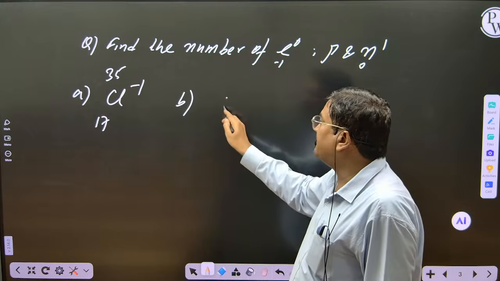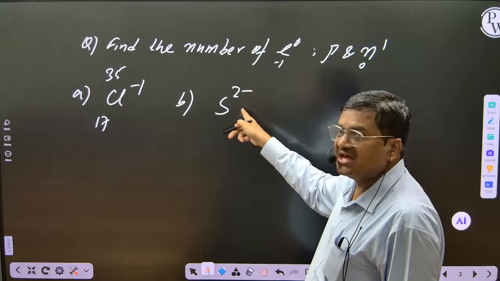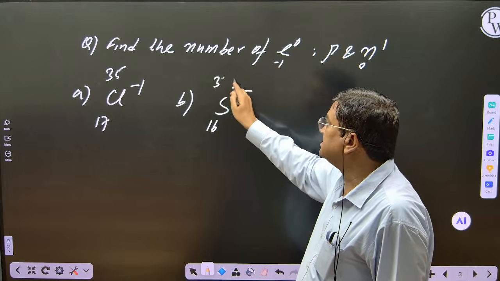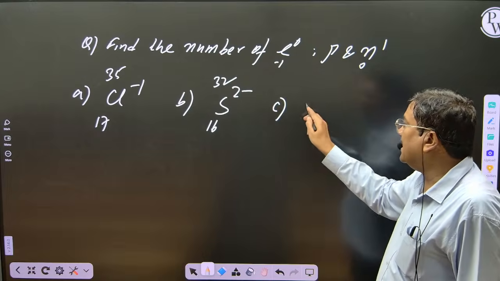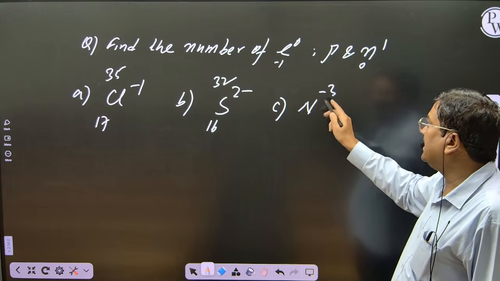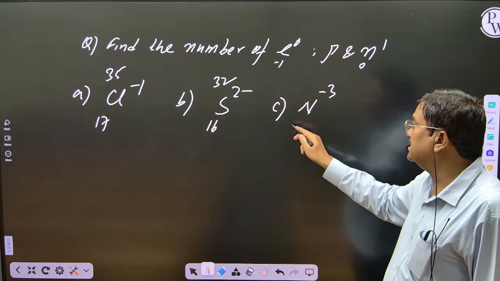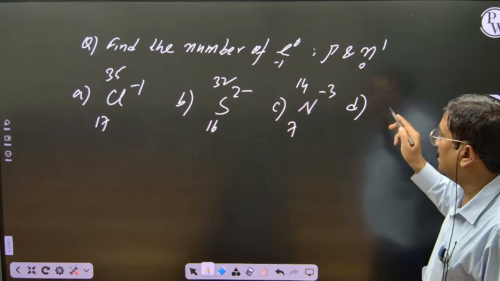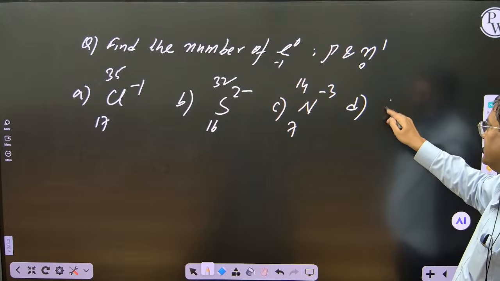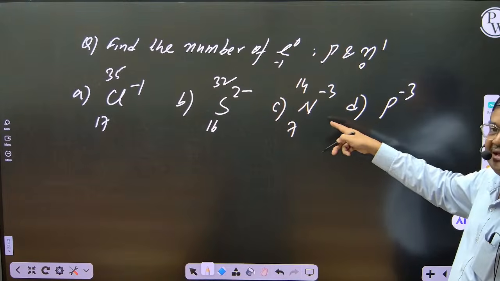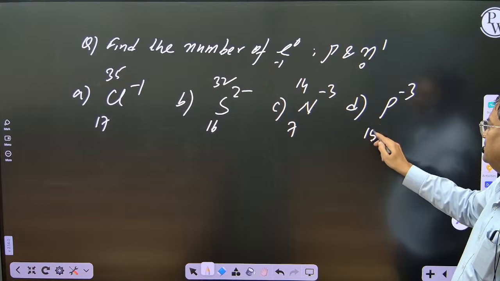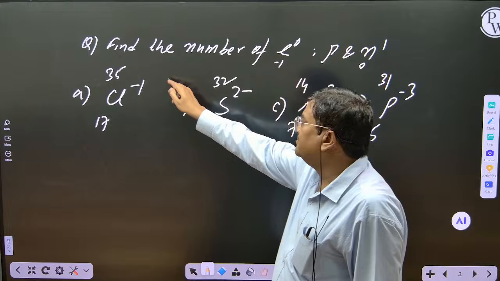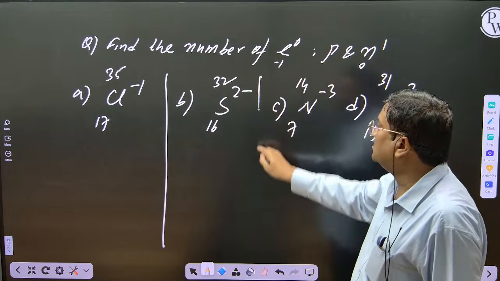Now take the sulfide ion. What is the charge present on sulfide? S bearing -2. Atomic number 16, mass number 32. The nitride ion, you know, nitride is bearing charge -3. Atomic number 7, mass number 14. Next you write the phosphide ion. Phosphide, you know, just like nitride, P -3. Atomic number 15, mass number 31. Now tell me, in a similar way, find out electron, proton, neutron.